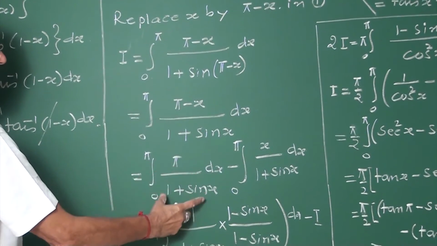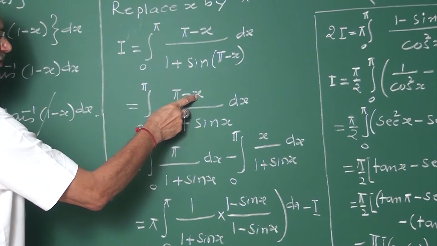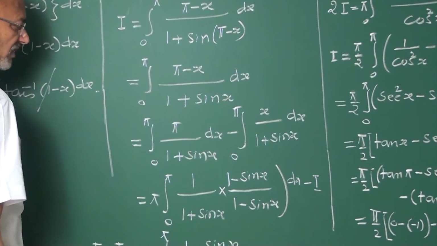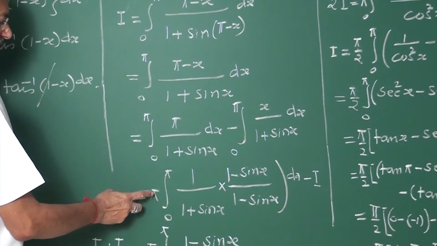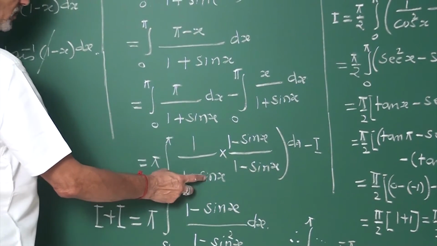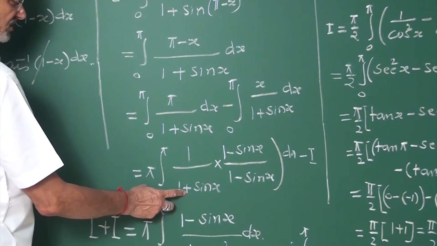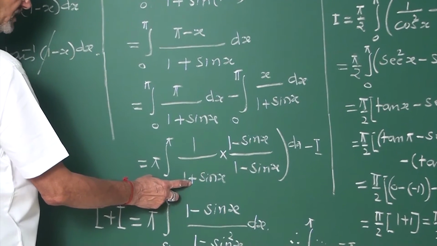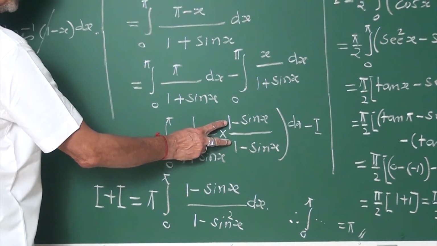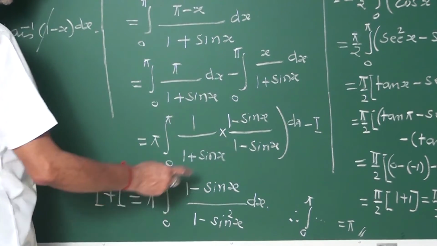Integral pi upon 1 plus sin x, this minus integral x upon 1 plus sin x. Then starts the evaluation of this integral. This pi is out. The integral is 1 upon 1 plus sin x. Multiply numerator and denominator by changing this sign. If it is 1 plus sin x, change to 1 minus sin x and multiply both numerator and denominator. If it is minus here, you have to multiply with 1 plus sin x.